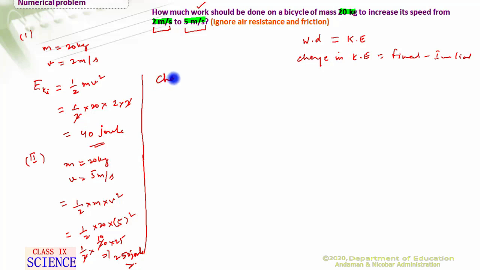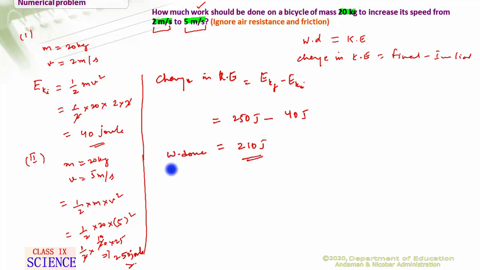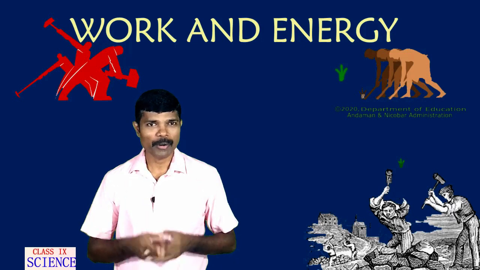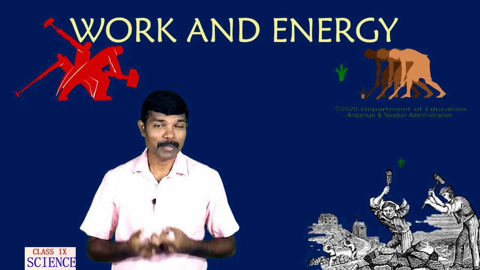Here we can find the change in kinetic energy, right? Change in kinetic energy is equal to Ek final minus Ek initial. So we have Ek final as 250 joule minus initial as 40 joule. On doing this we will get 210 joule. So total work done will be 210 joule. This way such types of numerical problems can be solved. Hope you understood the numerical problem. Likewise you can find other problems for practice.